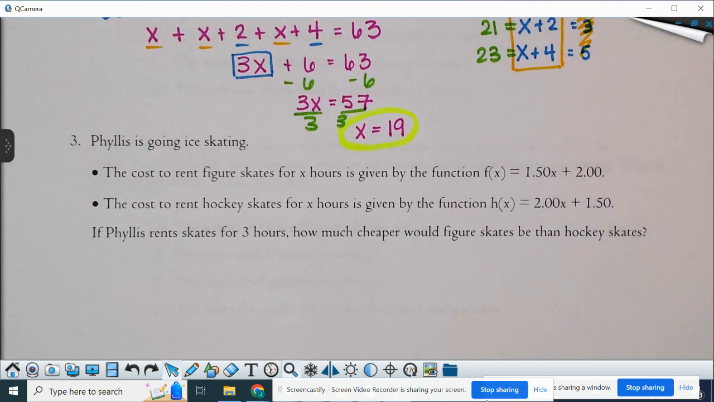All right, number 3. Phyllis is going ice skating. The cost to rent figure skates for x hours is given by the function f of x equals 150x plus $2. So first, before we even attempt this question, because the more practice, the better, looking at y equals or f of x equals 150x plus $2.